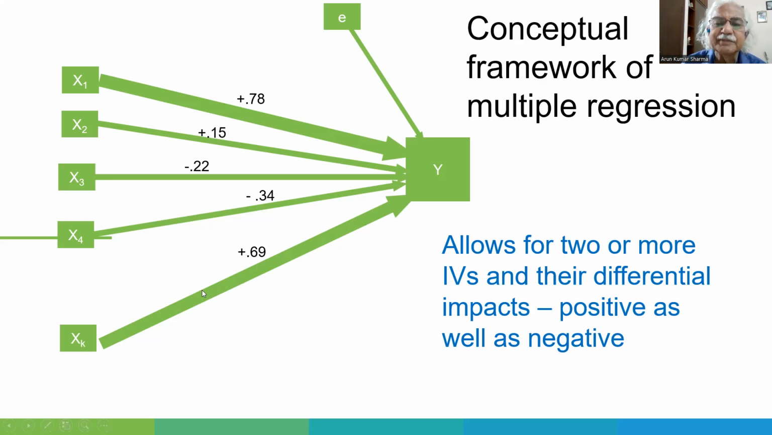Here is the conceptual scheme of multiple regression analysis. Y is the dependent variable, x1, x2, xk are independent variables, all of them affect y directly, and the relationships between x1, x2, x3, xk on the one hand and y on the other need not be of the same quantum. So, for example, x1 has a correlation of 0.78 and positive, while x3 has a correlation of only 0.22 and is negative. So, correlations may differ, and the ultimate purpose of applying this regression analysis is to identify which factors are more crucial in explaining variations in y, which is the focus of our study.